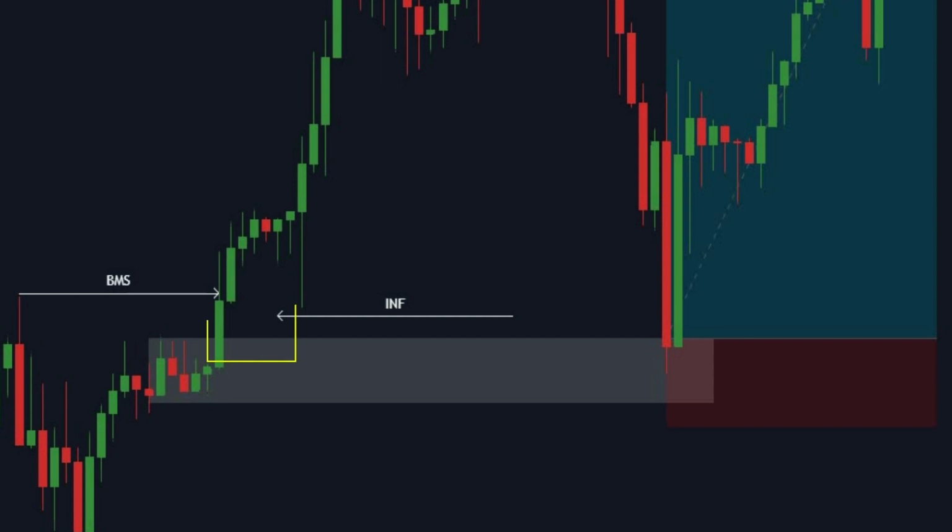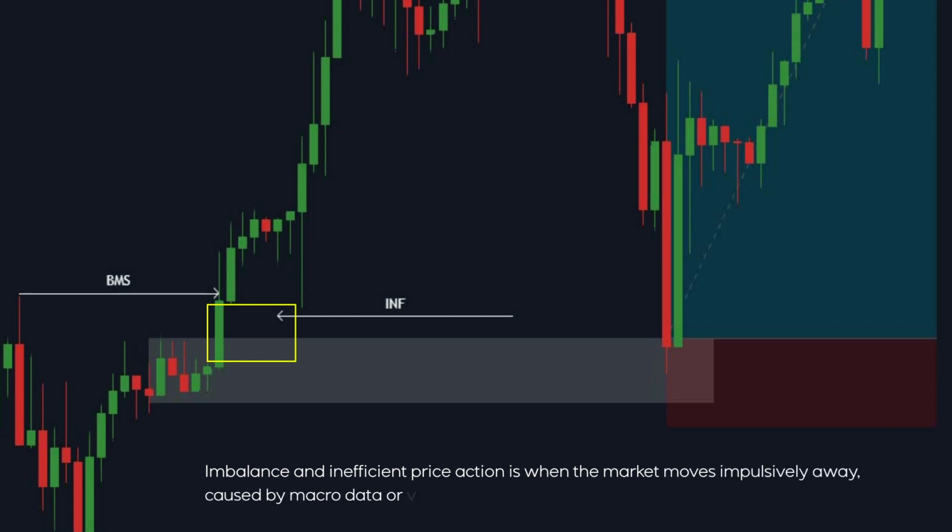Now, as I briefly explained, inefficiency and imbalance will be explained in more depth in future videos. But essentially, imbalance and inefficient price action is when the market moves impulsively away, caused by macro data, volatility, a news event, or just bullish or bearish momentum. You'll see gaps within the market like that. If we look at the bottom of this wick to the top of the prior candle, there is a big clean gap, and this is where price has become unbalanced.